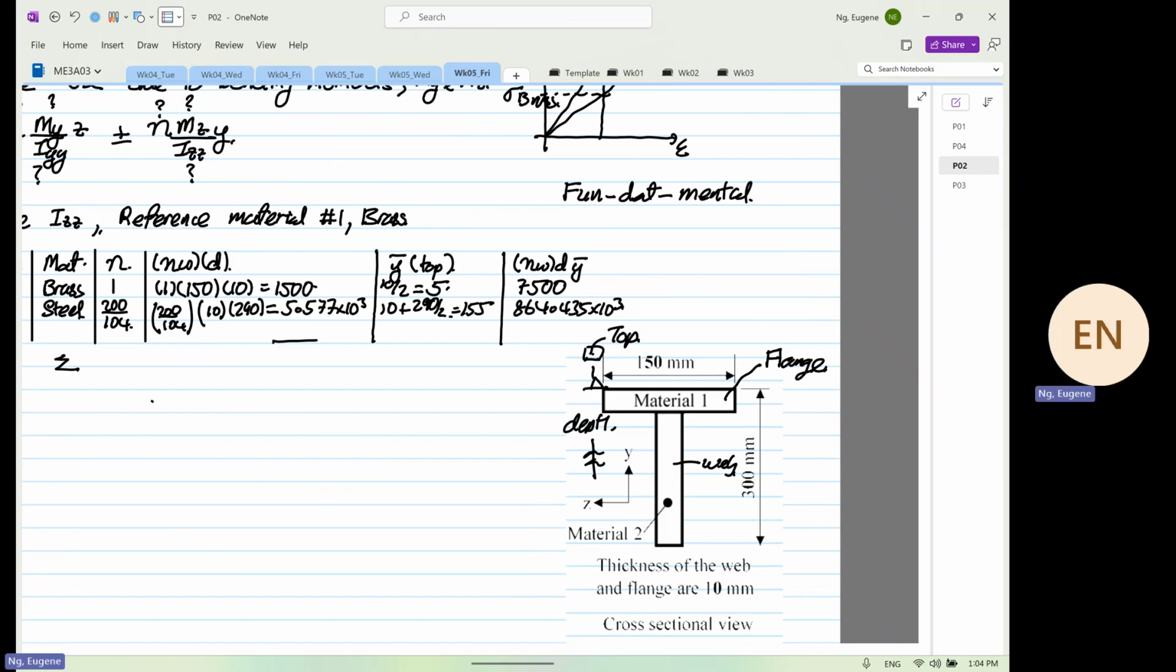Summation on your final column: 1500 plus 5.577 to the power 3 is equal to 7077. And then over here will be equal to 7500 plus 5864.435 to the power 3, which is equal to 871.935 times 10 to the power 3.